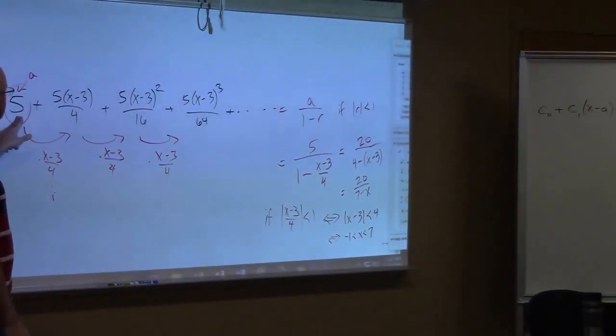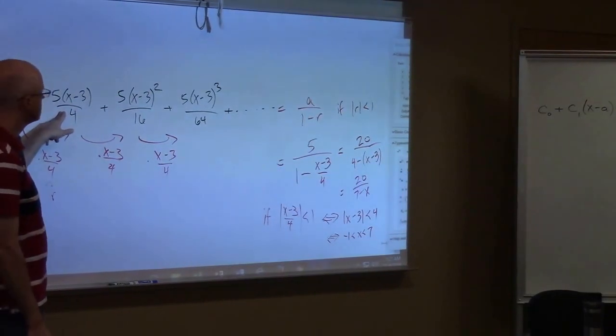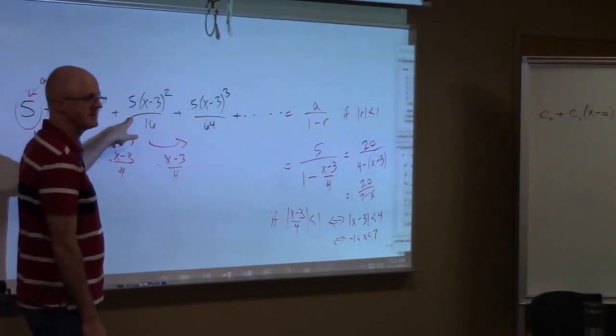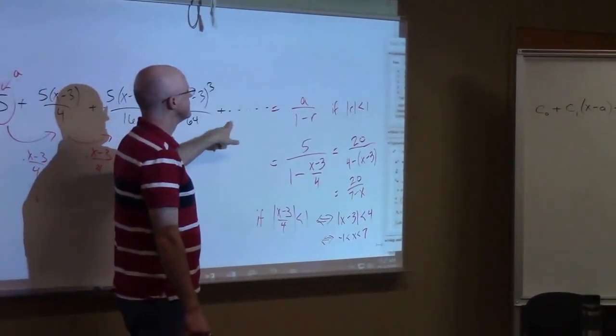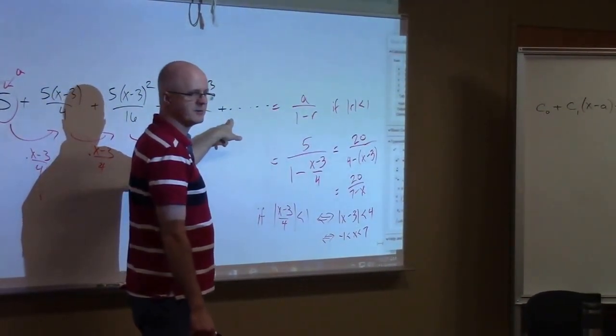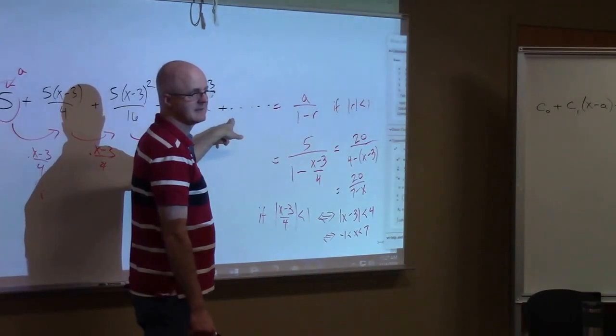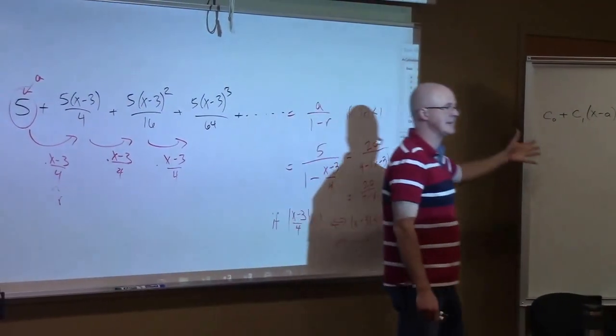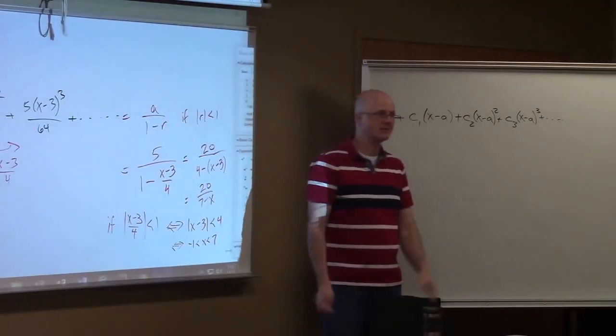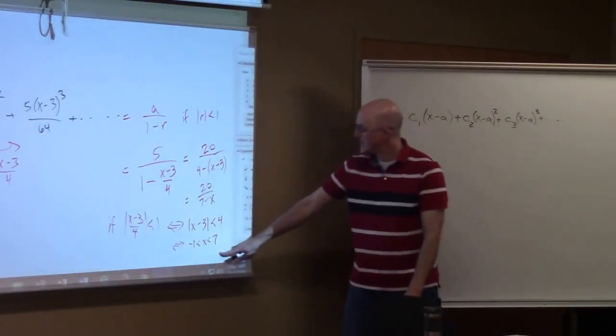c0 is 5. c1 is 5/4. c2 is 5/16. c3 is 5/64. c4 would be what, 5 over 256. It does fit that pattern. It is a power series. And therefore it's got an interval of convergence. And hey, there's the interval of convergence right there.